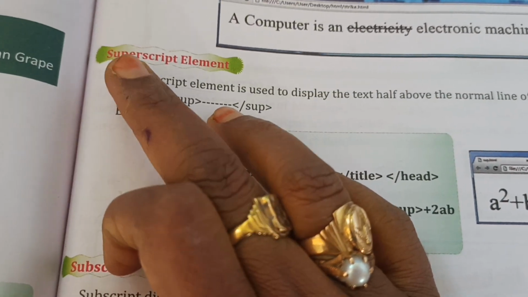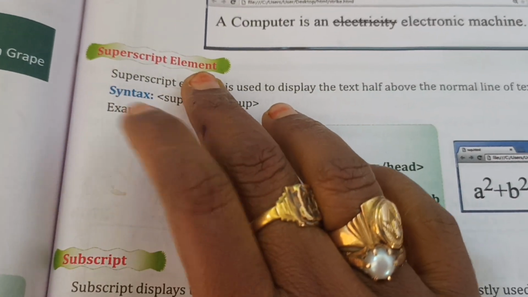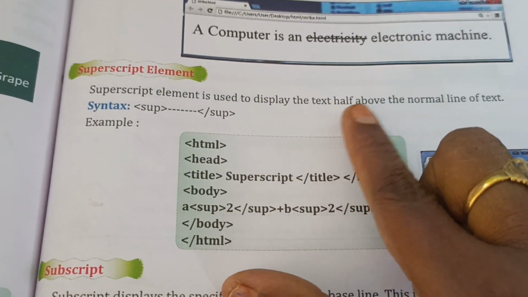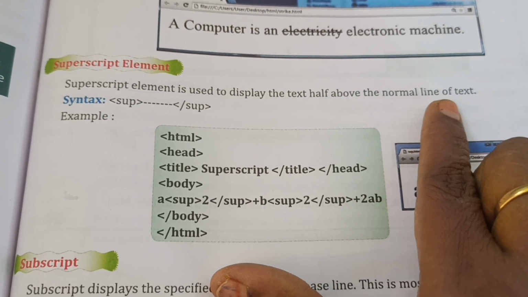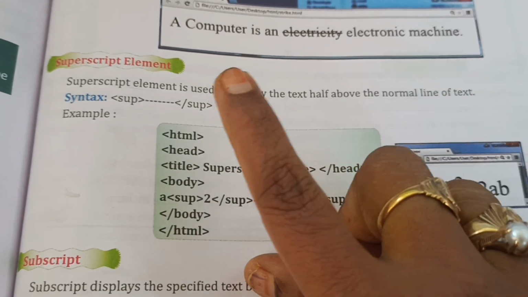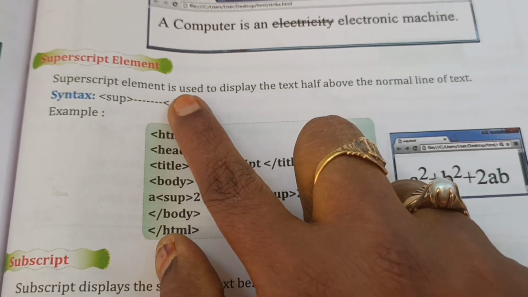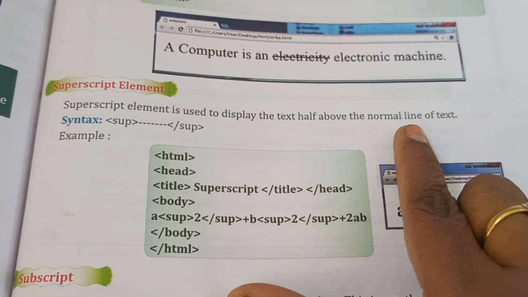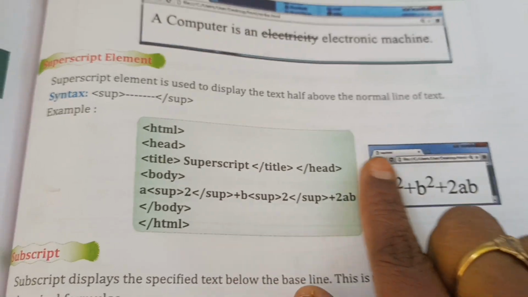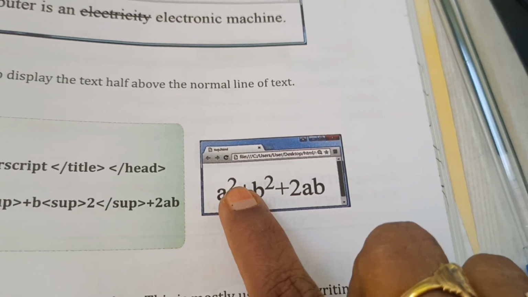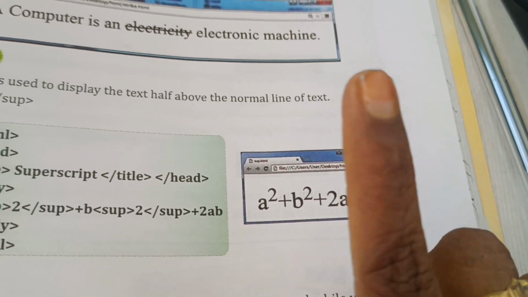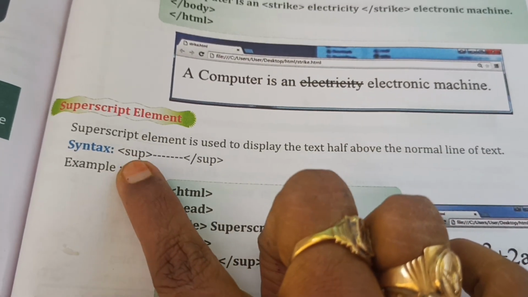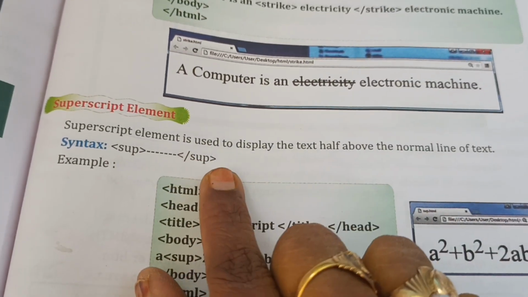Yes. Next topic, superscript element. The superscript element is used to display text above the normal line of text. This is the output: a square plus b square plus 2ab. In this output, we use the superscript opening tag and the superscript closing tag.